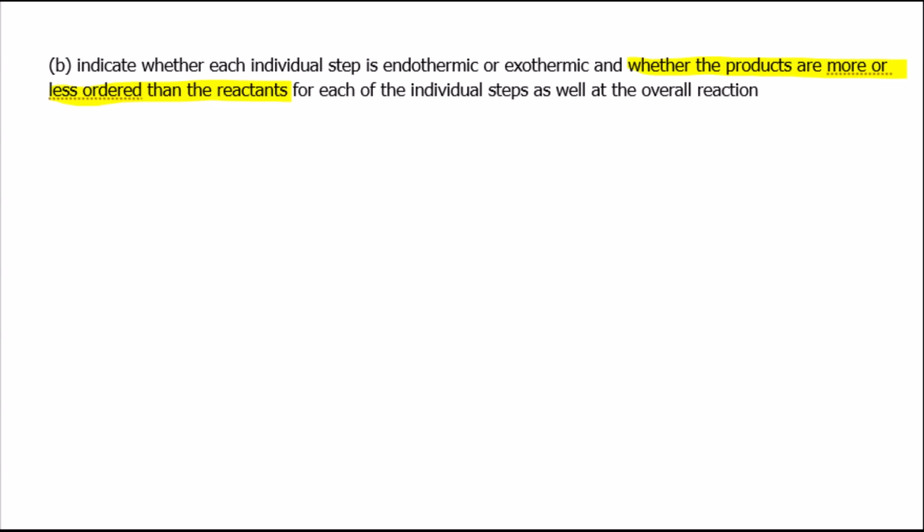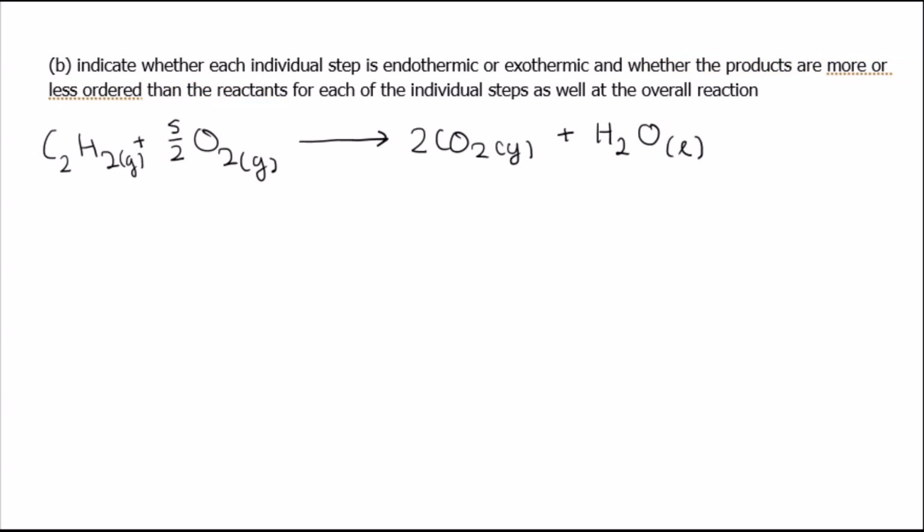And then we're going to find the change in entropy for each of those reaction steps. And then we're going to add up all of those steps to determine the overall entropy, and look at the sign of the change in entropy of those steps and the change in entropy of the overall reaction to determine whether the products are more or less ordered than the reactants.